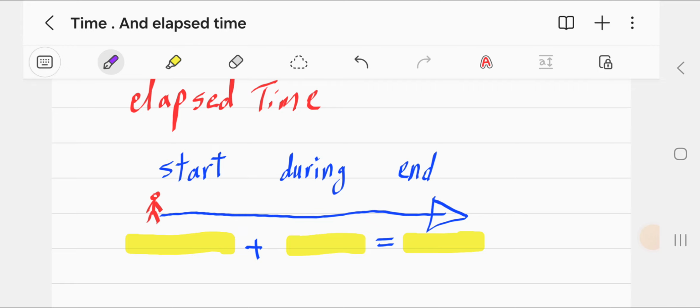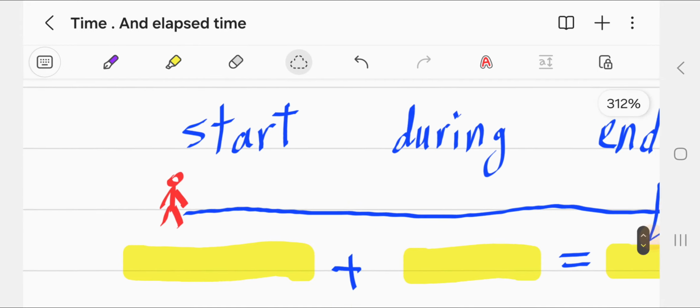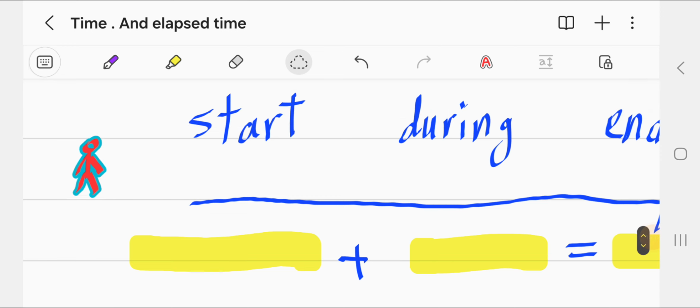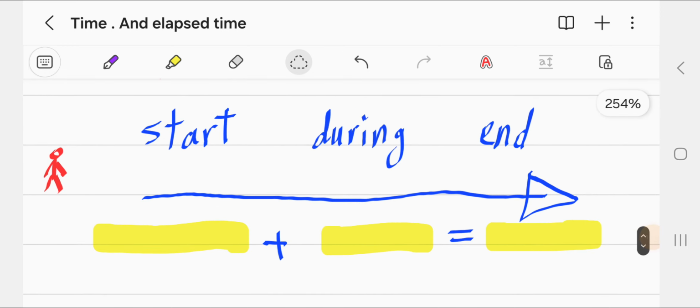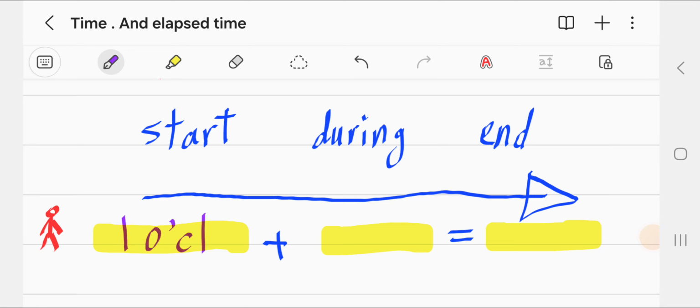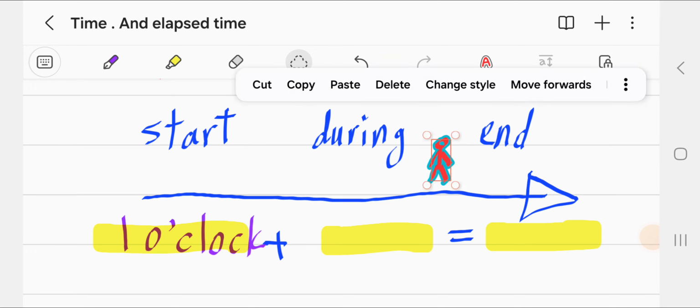Let's revise this. We took this also in primary 3. Elapsed time. This is so easy. If you start your math session at 1 o'clock, and then you take during this session 2 hours. During this session يعني السيشن دي استمرت لمدة 2 hours. So I have 2 hours.